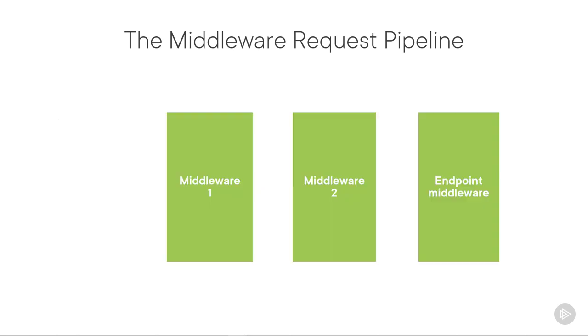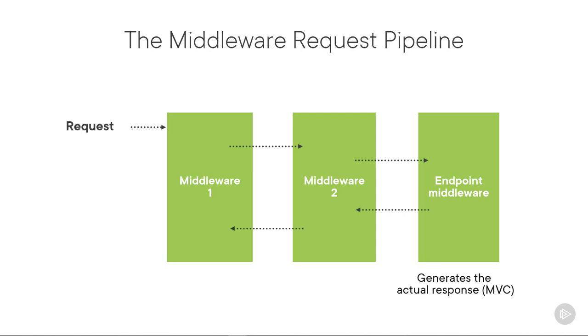This is how you should imagine the middleware request pipeline. All components are placed in a sequence. A request comes in, is inspected by the first middleware component, which can pass it on to the next one, and so on. At the end is endpoint middleware, which will invoke code to generate the response. And that response will then travel in the opposite direction through the pipeline and then back to the browser.